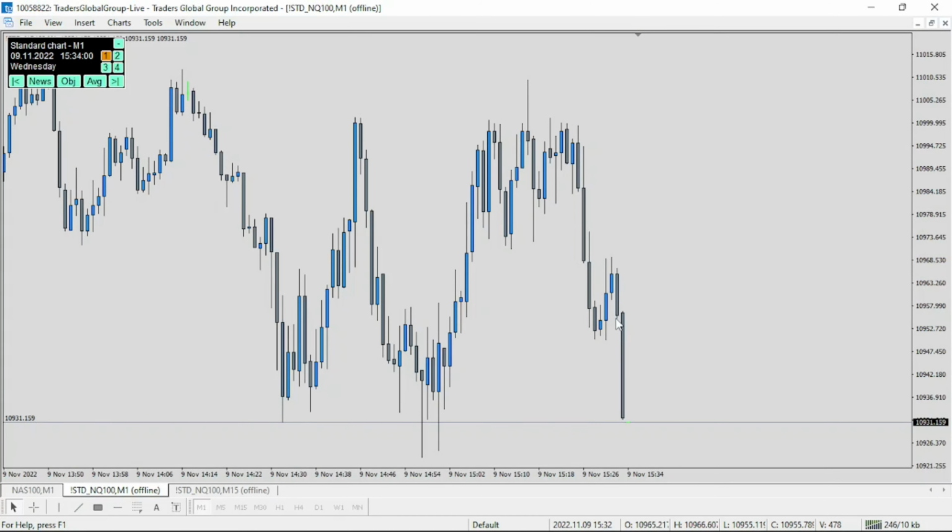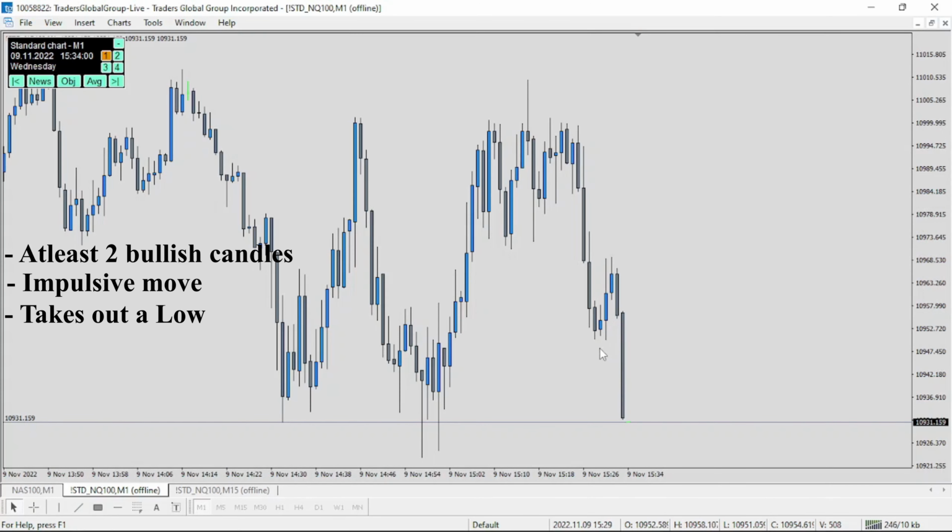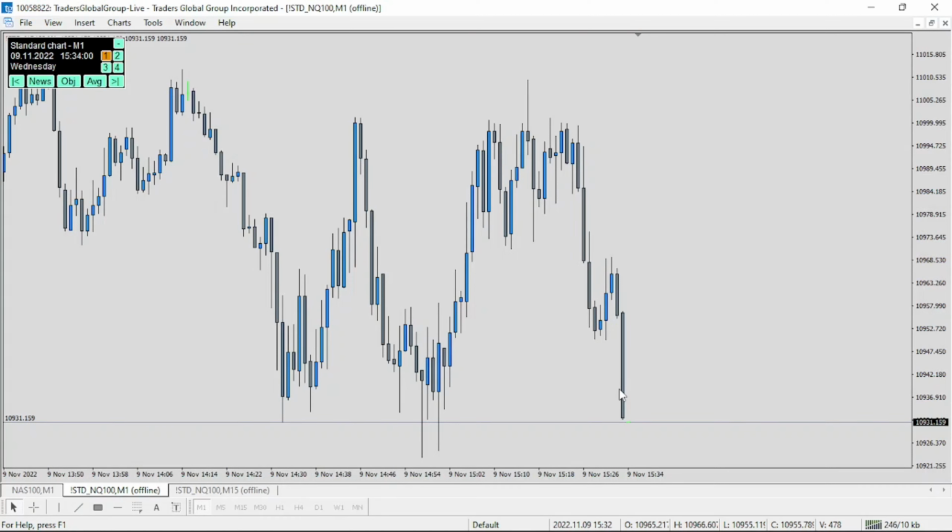This is now what I'm interested in. As you can see here, we had at least 2 bullish candles, checked. Now we have a very nice bearish impulsive move, checked. And we can also see that that bearish impulsive move takes out this low right here, checked. So now we have almost all the rules ready for us to take a trade.